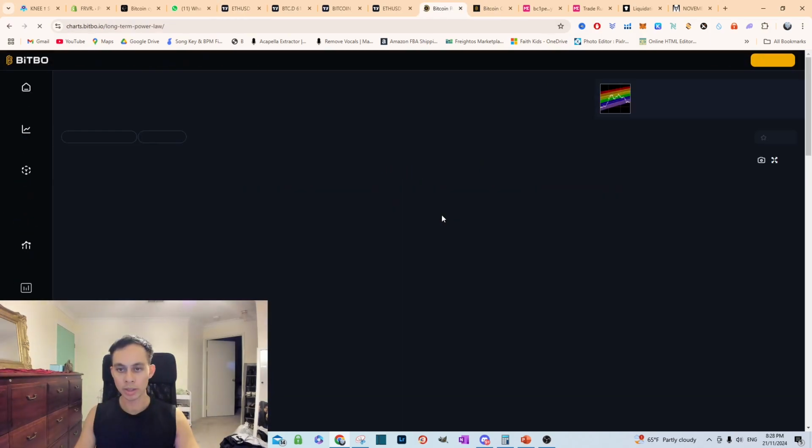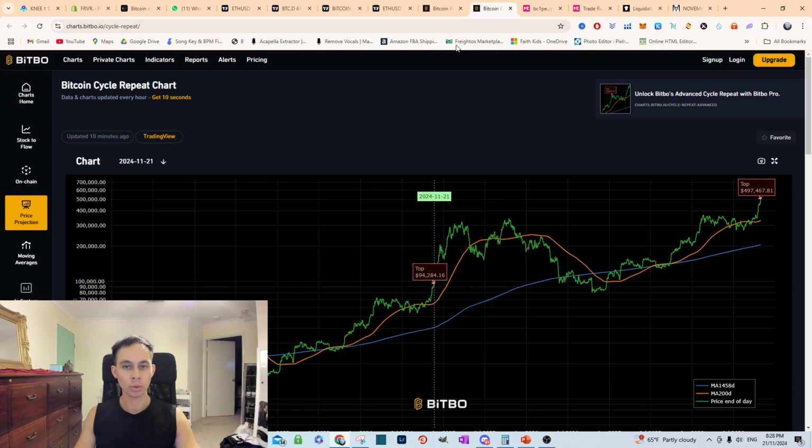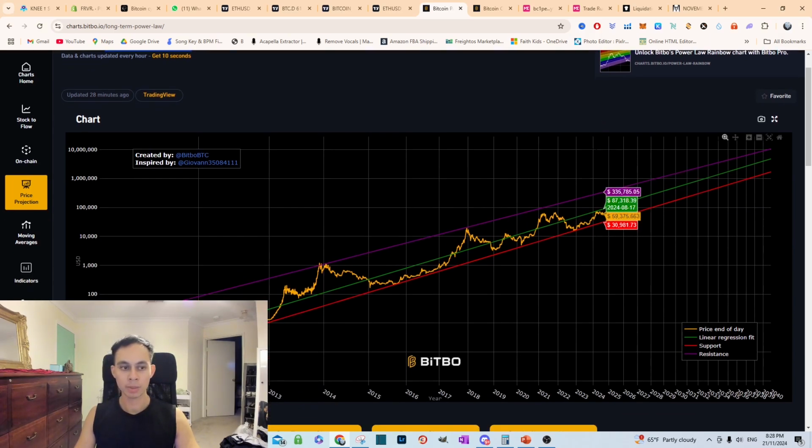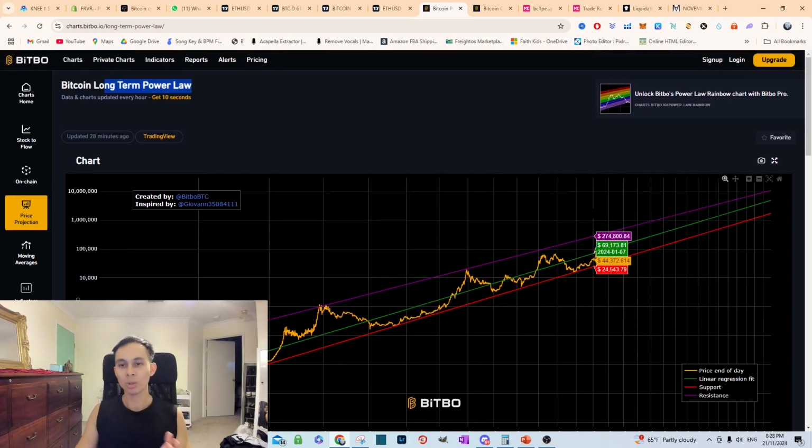In conjunction with the cycle repeat chart, I want to talk about the long-term power law. So the long-term power law is different from the stock to flow model because it's specifically talking about the spread in technologies. And people in the previous cycles have looked and analyzed the Bitcoin price with the stock to flow model, but I believe it's more accurately represented in the power law model because it takes into consideration, like I said, the network effect.